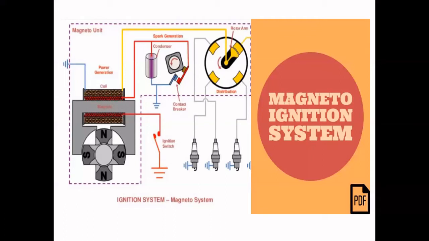The major components I mentioned: the magneto is one of the important components. The distributor is placed parallel to the breaker point or contact breaker. You can see the condenser or capacitor, both are the same. The ignition switch is parallel to the magneto. The ignition switch, the contact breaker and the condenser are grounded.